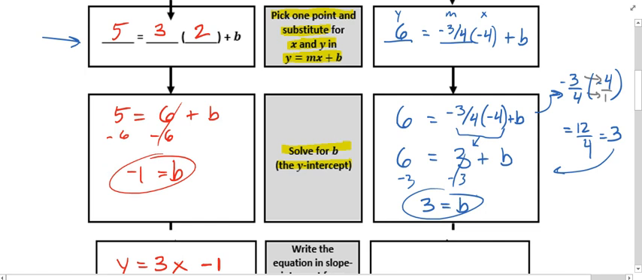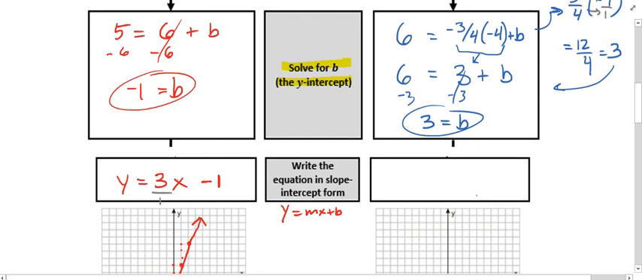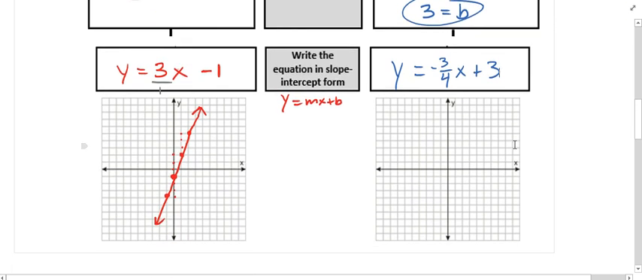Okay, easy part, write it in slope-intercept form. That means y equals mx plus b. We said the slope was -3/4 x plus 3. Hard work's done. Let's just graph it. It's good practice to graph. We haven't done it in a little bit, so remember, you start at the y-intercept, 3.